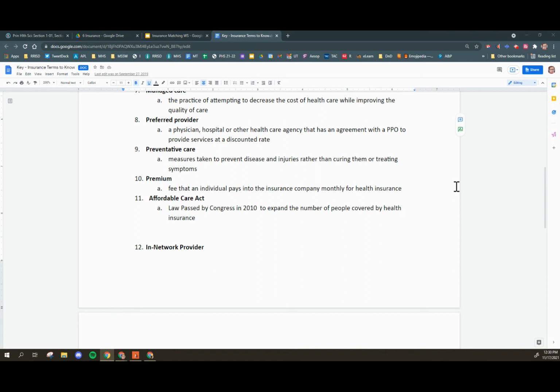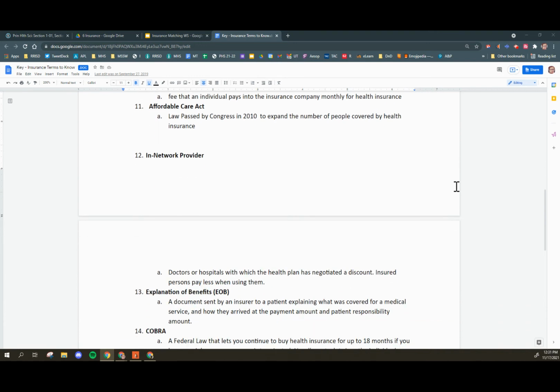Affordable Care Act. This is a law passed by Congress in 2010 that expanded the number of people covered by health insurance. It also did away with pre-existing conditions, meaning that insurance companies were no longer able to deny patients insurance coverage based on a condition that they had prior to the start of that individual insurance policy.